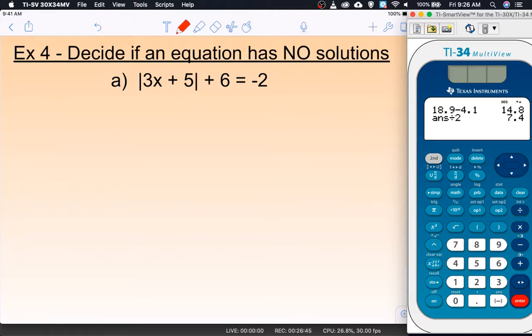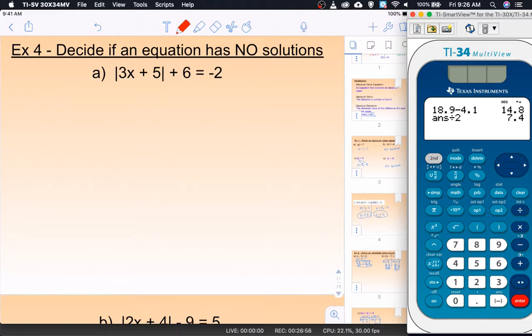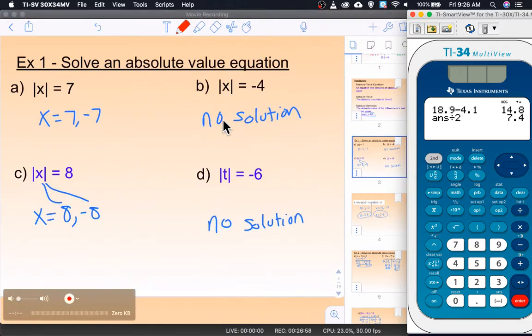Decide if an equation has no solutions. So it is possible, as we saw in the beginning of the problem, let me find the right page here. We saw right here that this problem had no solution because absolute value does not give you a negative answer. Absolute value cannot equal a negative number. Absolute values only give positive answers, as here.